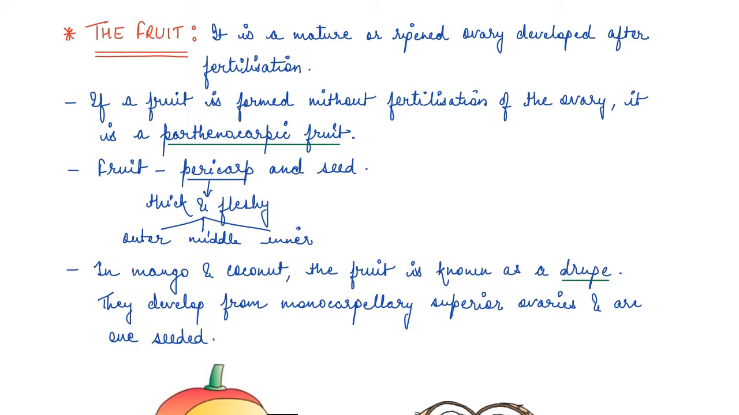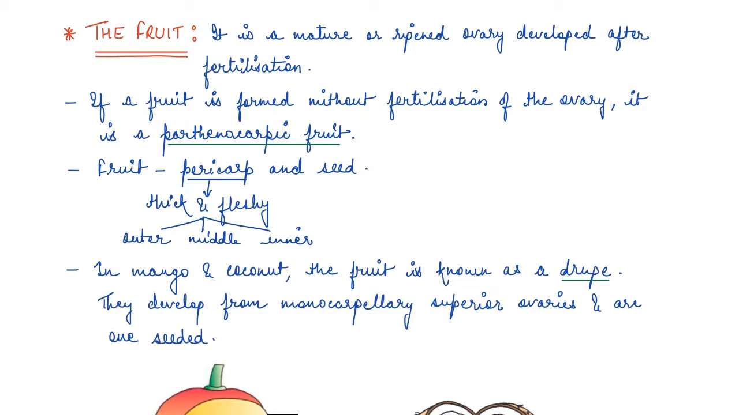So before we start the fruit, you would be knowing that fruit is a very characteristic feature of the flowering plants, right? So basically, fruit is nothing but a mature or ripened ovary, which is developed after fertilization. Now, there are also some cases where a fruit is formed without any fertilization of the ovary, and those fruits are known as parthenocarpic fruits.